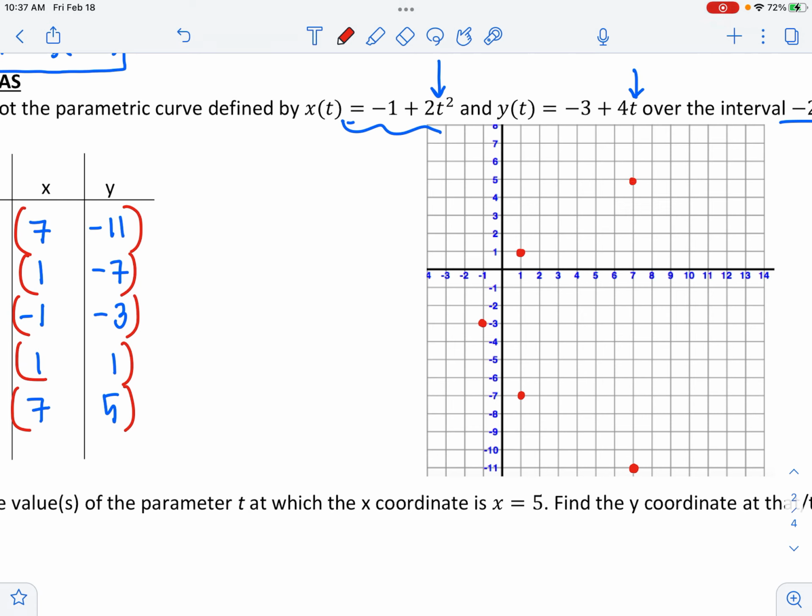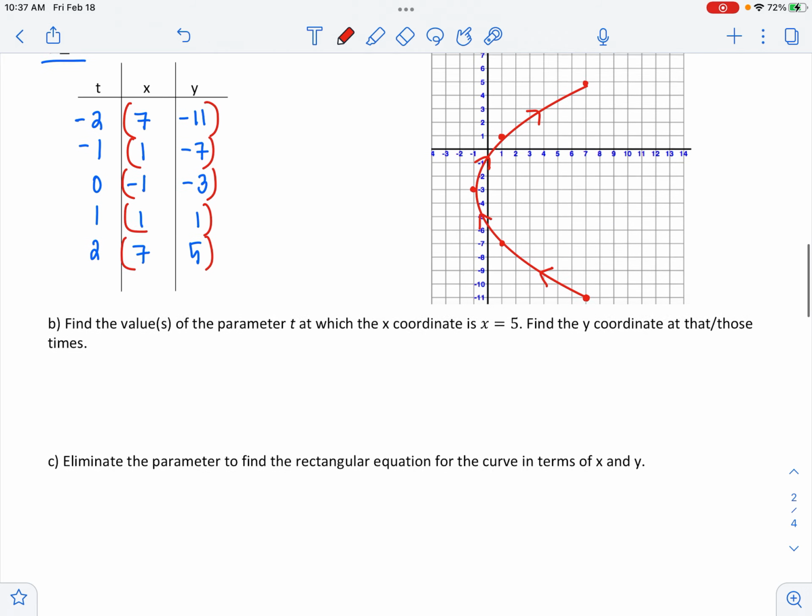We're going to go ahead and make our parabola. Notice it's a parabola that's facing to the right. And I'm actually connecting them in the order that I got them. Well, that doesn't look very good. I'm going to connect them in the order that I made them and then make sure I show the direction. So I started at the one on the bottom and then I moved this way. And there is my parabola.